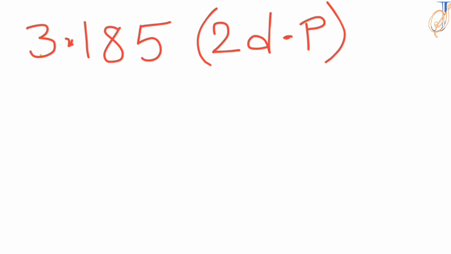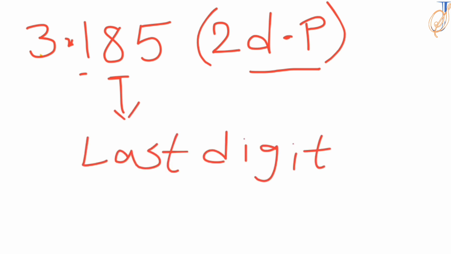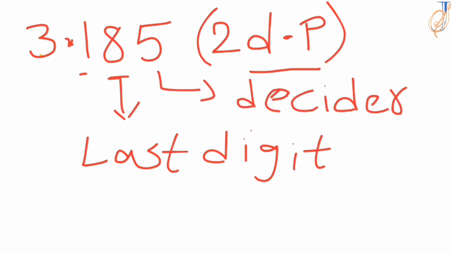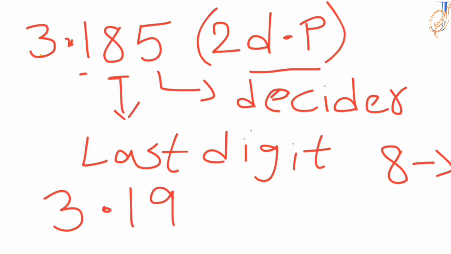Here you have 3.185, 2 decimal points. They are asking for decimal points. So the decimal point is here, after means 1, 2. So 8 is your last digit. To figure out, we have to check the next number, which is 5 here. So 5 is your decider. In this case, your decider is 5 or more. So you have to round up the last digit. 8, you round up to 9. So that means 8 becomes 9. So 3.19 is your 2 decimal points.